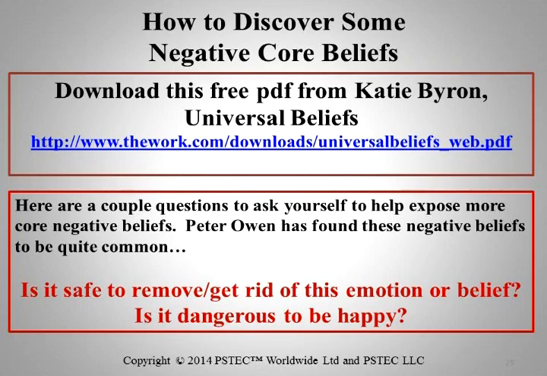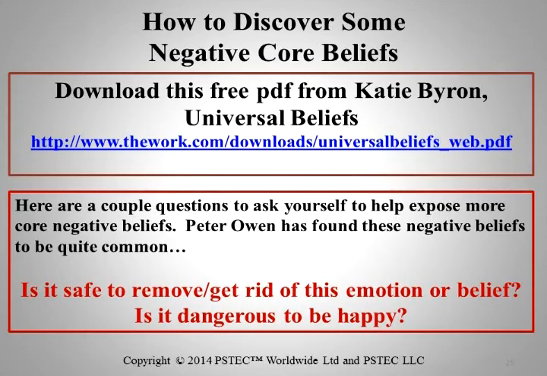True. So an equivalent of using PSTEC negative in that way is to go through each of the universal beliefs in the free PDF, highlight particular ones that seem to gel with you, and just see if it is true for you. And if it is true for you, just undo it with PSTEC negative. And that's a good way of identifying core negative beliefs that you might not be aware of.